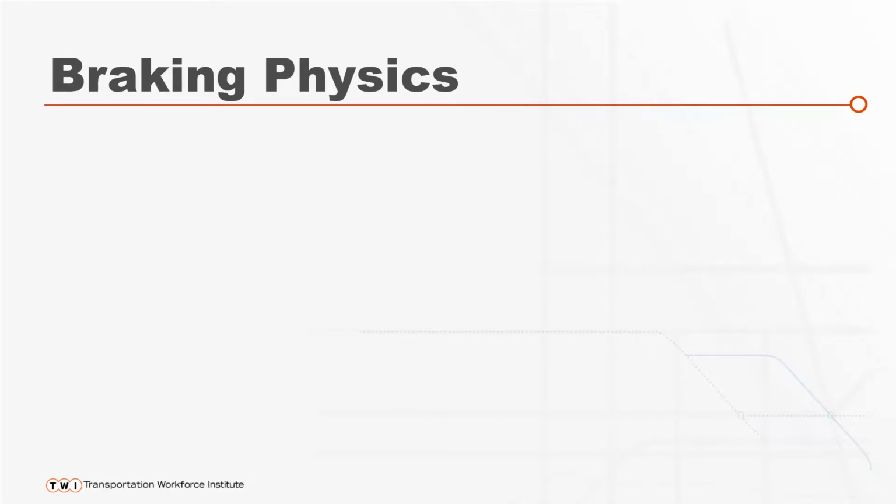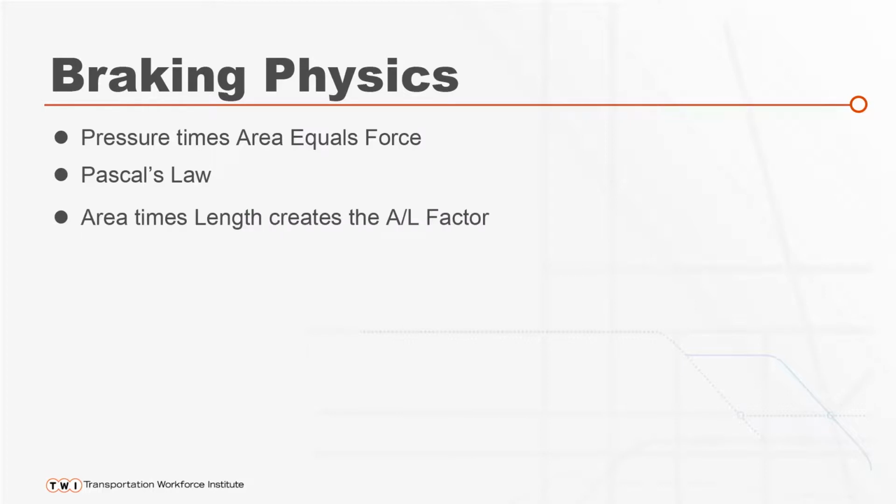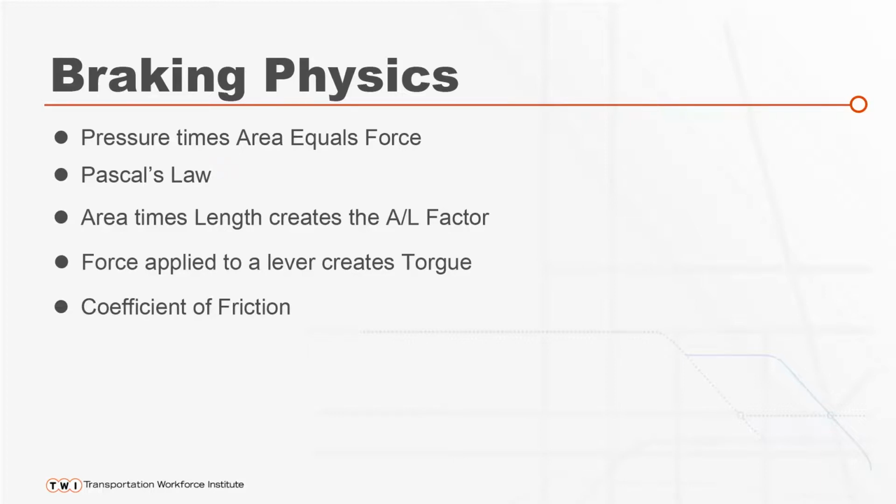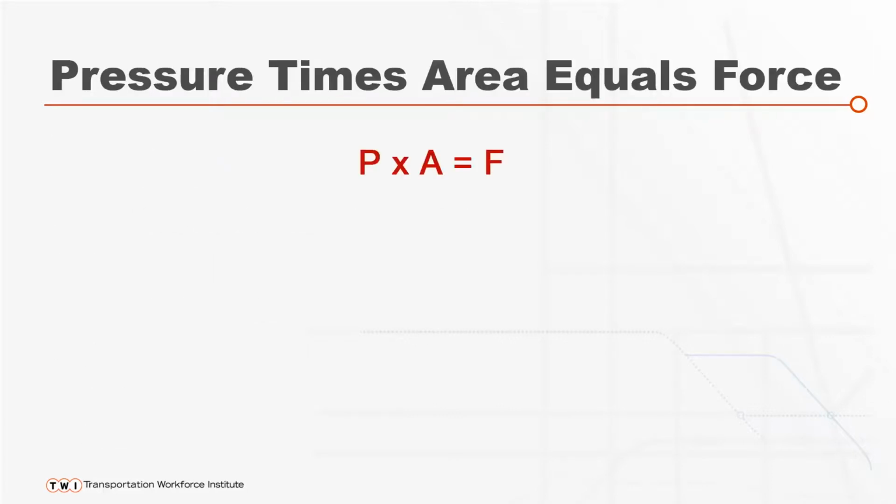Braking physics. Pressure times area equals force. Pascal's law. Area times length, which creates the AL factor. Force applied to a lever creates torque. The coefficient of friction, torque, heat, and braking balance. First, we'll start with pressure times area equals force. P times A equals F.